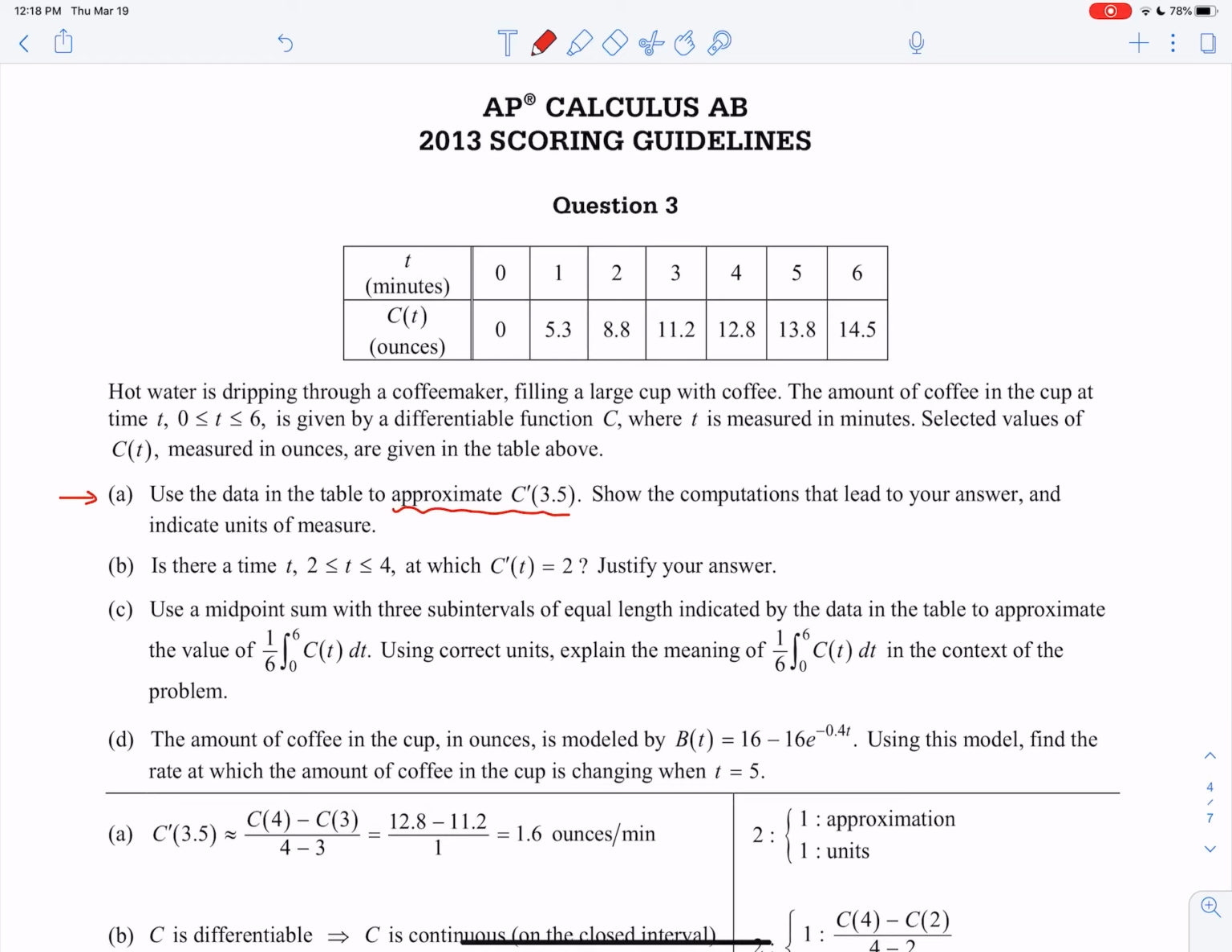Now, if we had the function, we could just plug and chug it out there, but we're not given a function, so we have to do the next best thing, which is to find an average rate of change as close as possible to 3.5. So in this case, 3.5 is right in between 3 and 4, so we're going to use these 2 points here. It's a simple plug and chug.